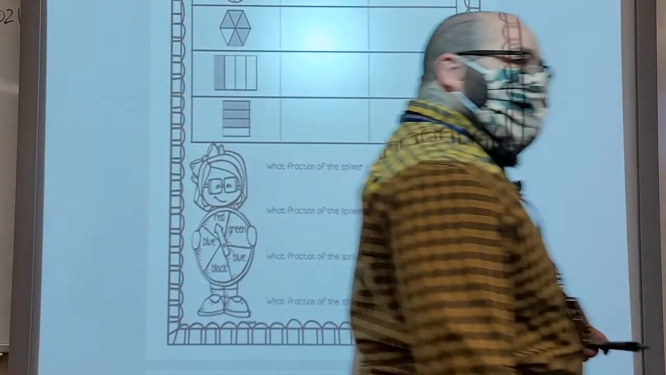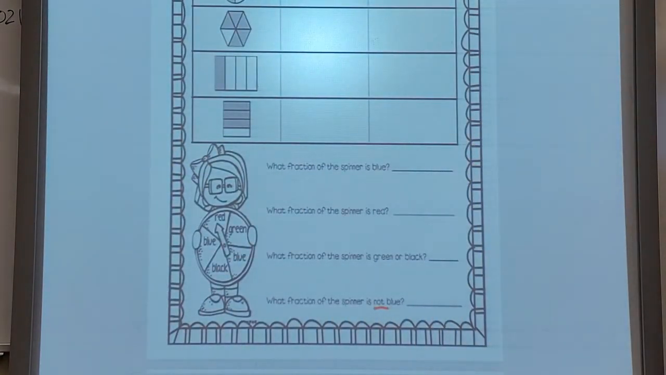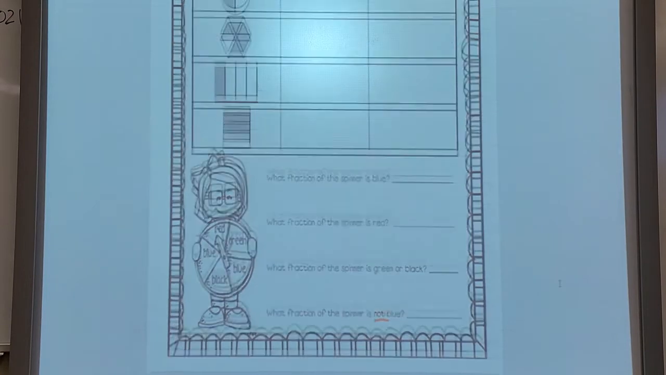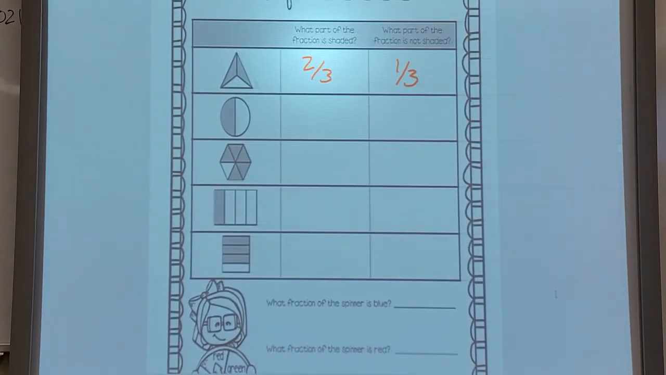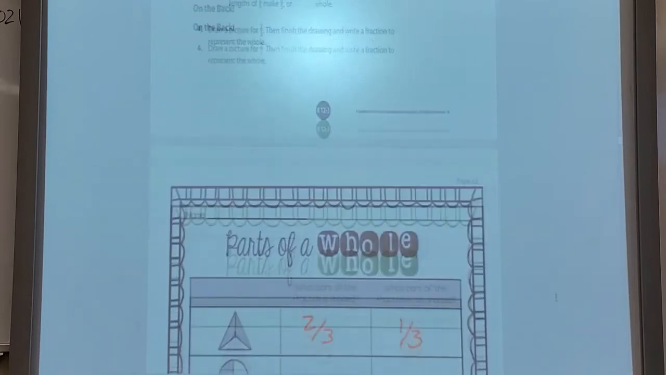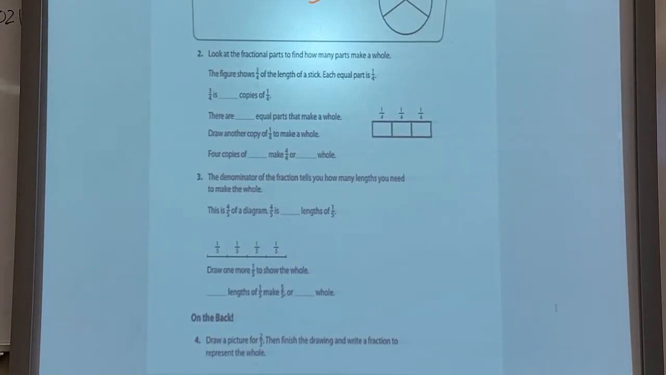Down here? This part? Yep, there you go. Exactly. Okay, I'm going to pull back up to this one.